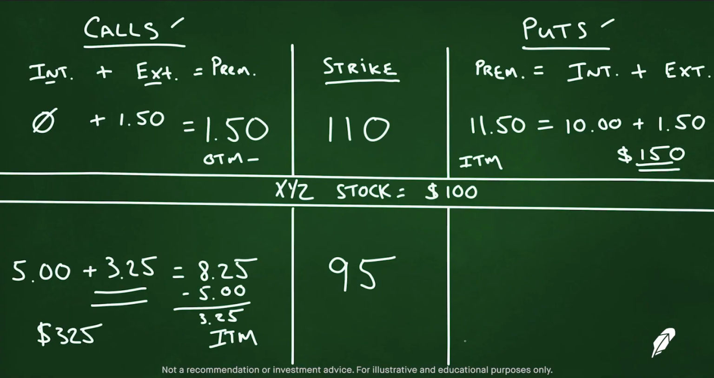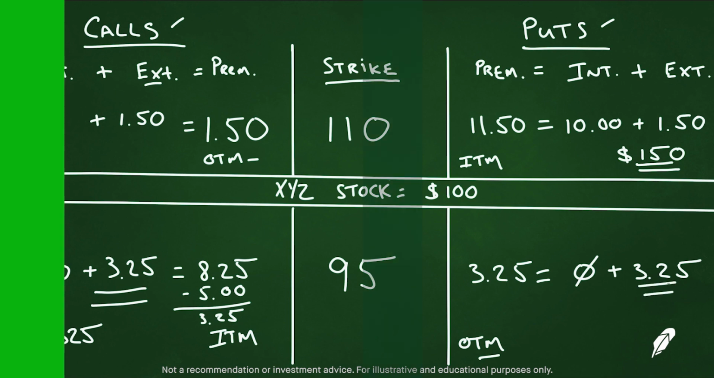Now let's go down to the 95 put. This put would be out of the money because the strike price is below the current share price. Therefore, if the option's trading, for example, for $3.25, we know that there's no intrinsic value because it's an out of the money option. So we can assume that the whole premium of $3.25 is our extrinsic value.